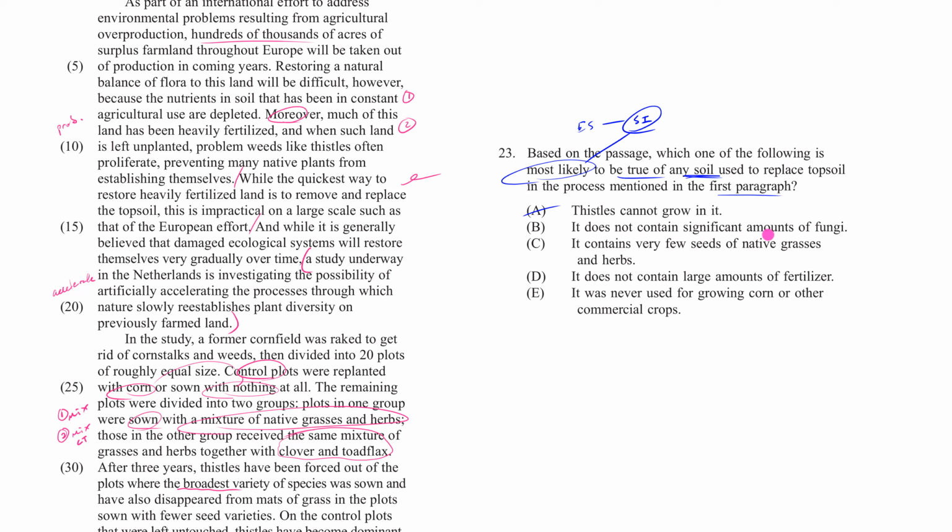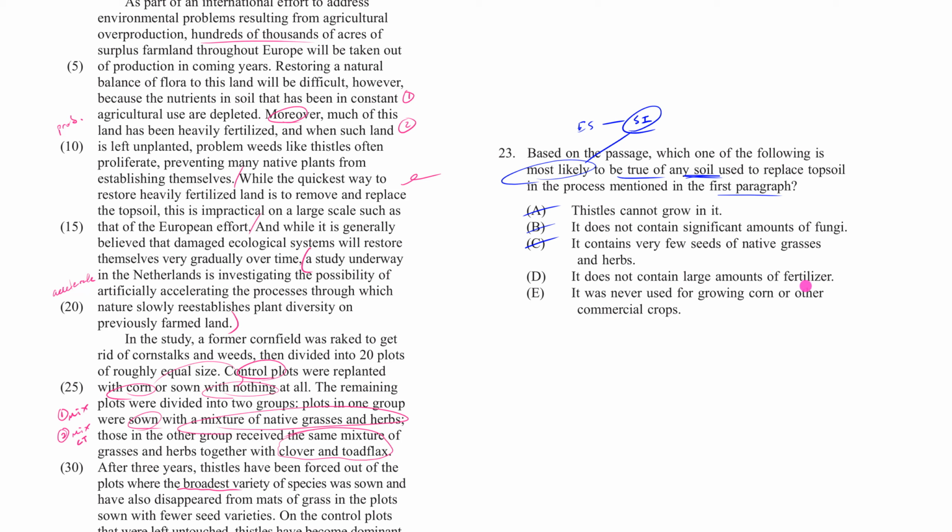It does not contain sufficient amounts of fungi. I don't know if it contains fungi. That was mentioned way down there, right, in the third paragraph. It contains very few seeds of native grass and herbs. I'm not sure about that either. Like, where are you getting this topsoil from? What does it contain? I'm not really sure.